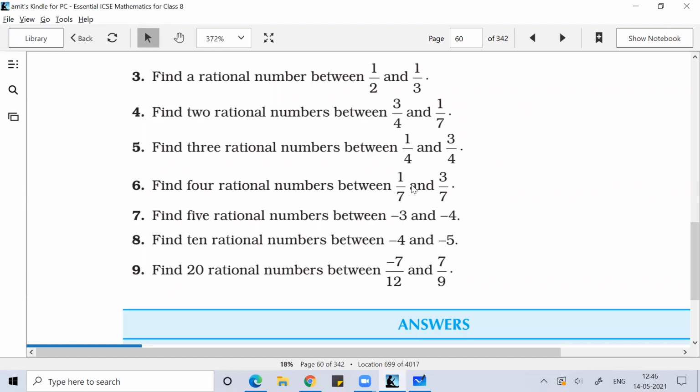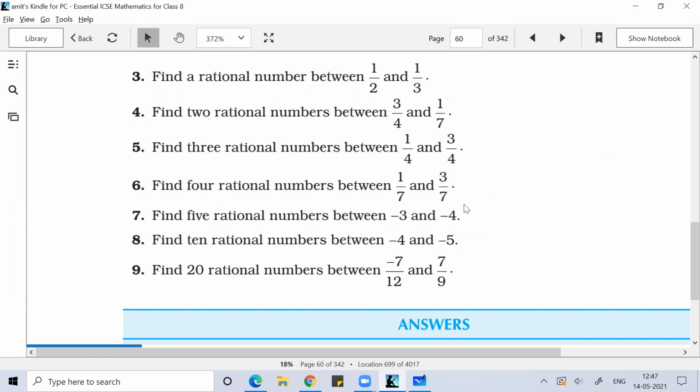Just find 4 rational numbers between 1 by 7 and 3 by 7. Tell me the steps, no need to tell the answer. How will you do it? To find 4 rational numbers, I'll take 4 plus 1 is 5. I'll multiply 1 by 7 into 5 and 3 by 7 into 5. So it will be 5 by 35, comma 15 by 35.